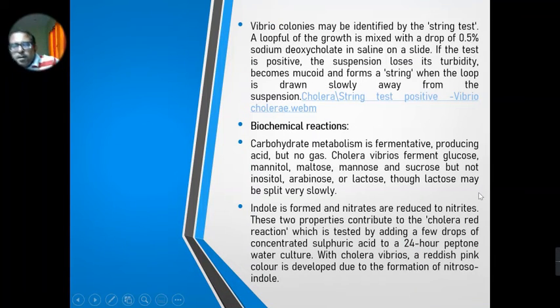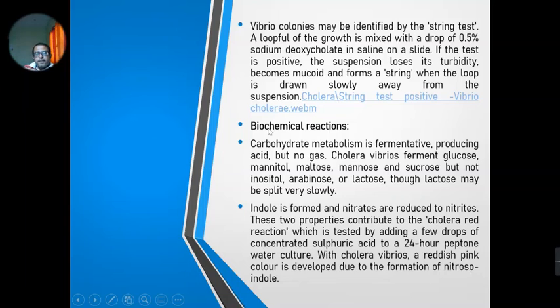So here you have observed that by a simple test we can easily determine whether the colonies produced on these selective media belong to Vibrio cholerae or not, by using this simple string test.